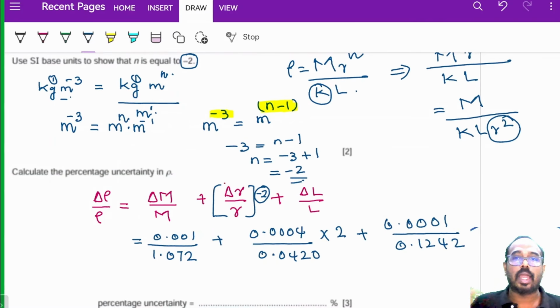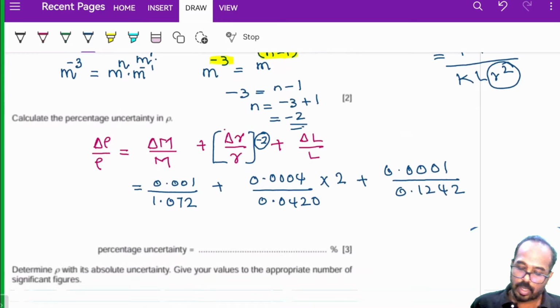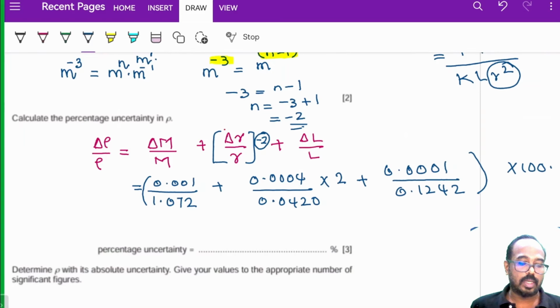Uncertainty always gets added up. You are not supposed to subtract it. Keep this in your mind. Clear? And finally, you can multiply the whole thing with 100. You will get the percentage uncertainty in measuring density.